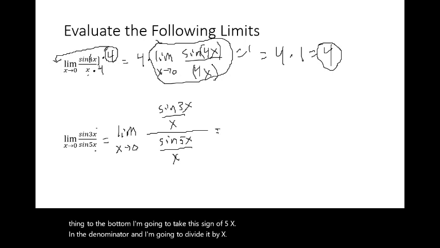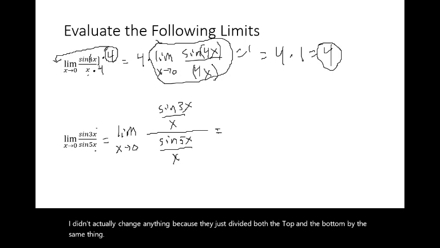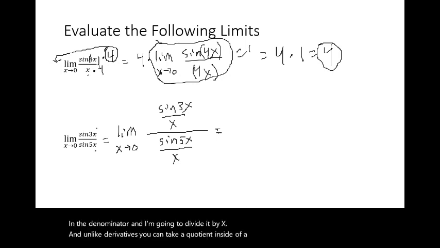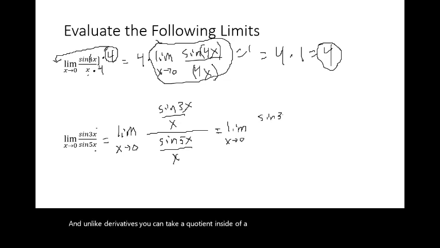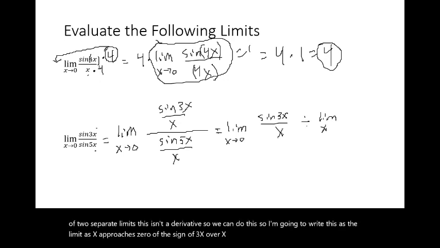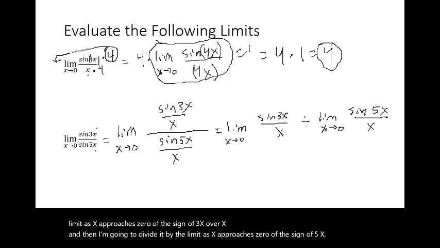And unlike derivatives, you can take a quotient inside of a limit and simply write it as a quotient of two separate limits. This isn't a derivative, so we can do this. So I'm going to write this as the limit as x approaches 0 of the sine of 3x over x, divided by the limit as x approaches 0 of the sine of 5x over x, just to make this a little bit easier to work with.